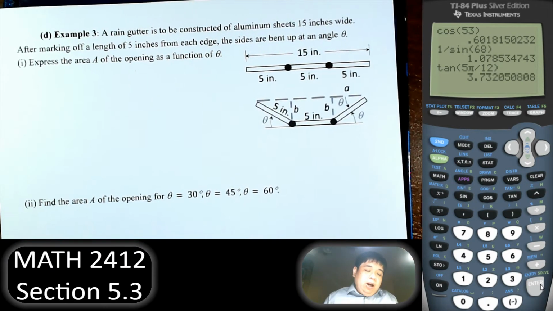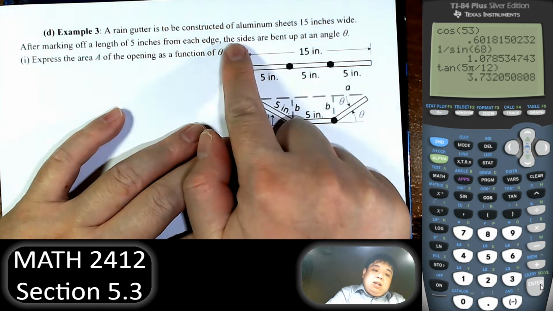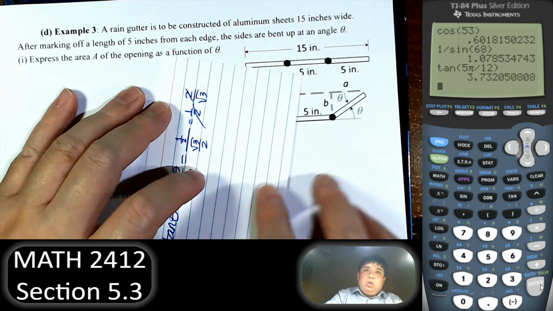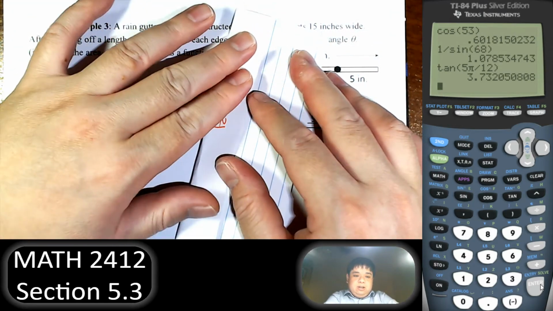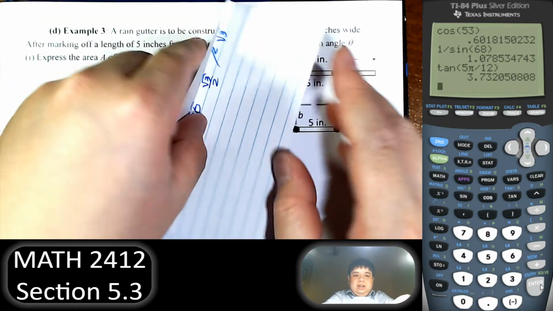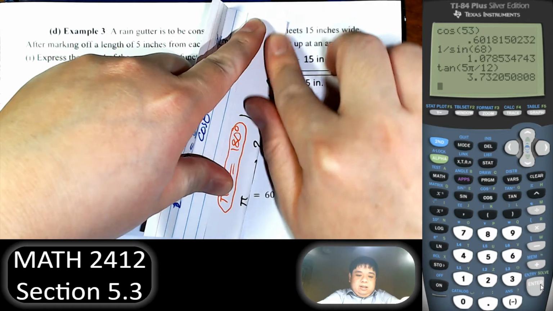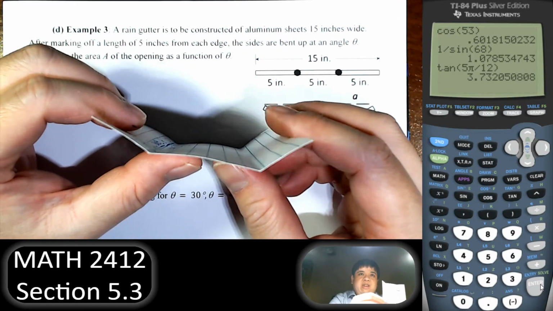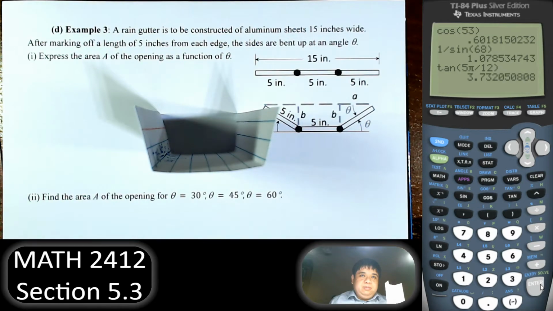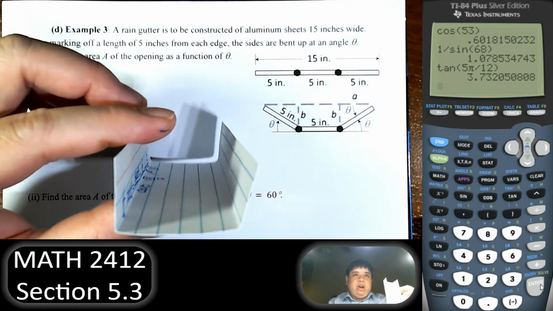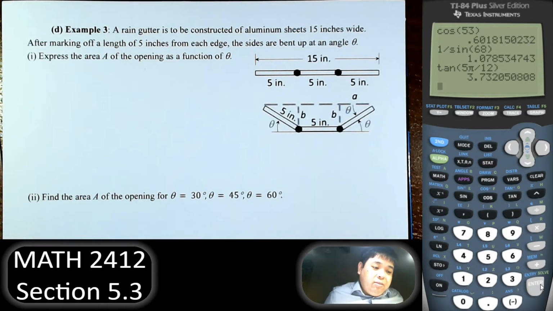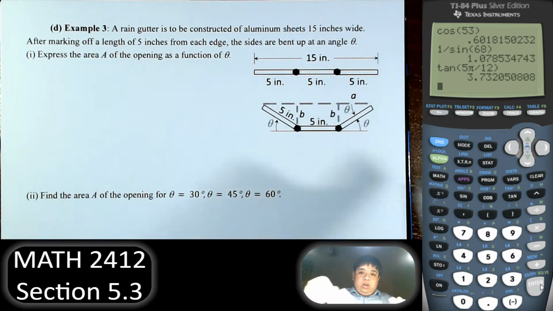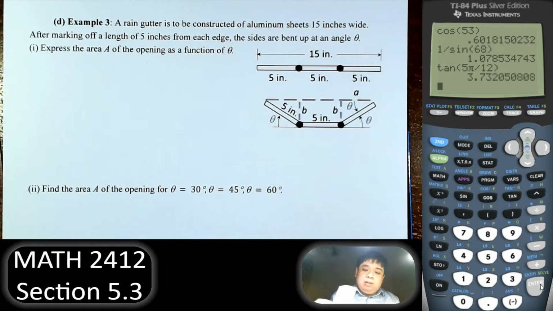A rain gutter is to be constructed from a piece of aluminum sheet 18 inches wide. So we have a piece like this, and we fold the sides up. So it will have a rain gutter. The cross section could be like this, could be a trapezoid, or could be very flat. But that will give us a rain gutter, right? That is the cross section of the rain gutter. Now, we have 5 and 5, and then we try to fold it up. This is the cross section. Now we're trying to find the area of the opening, which is the cross section area, as a function of theta. So this is theta.